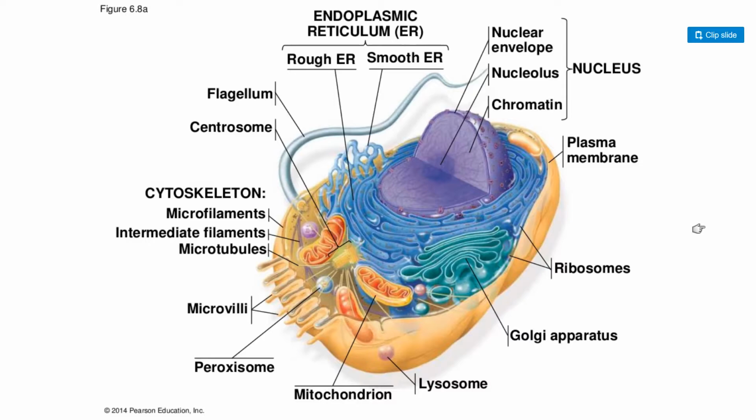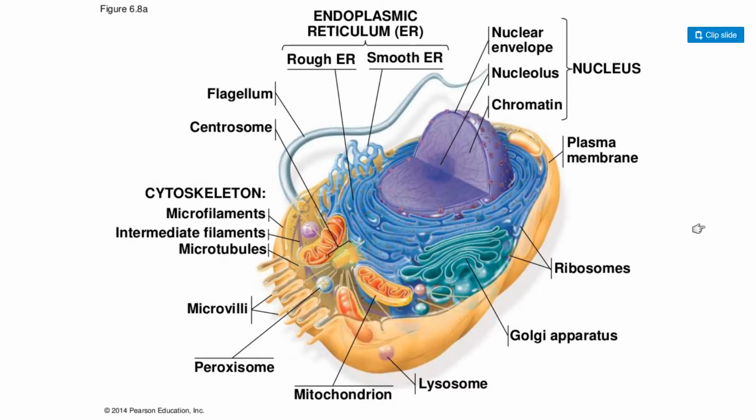Alright, intermediate filaments. Intermediate filaments anchor materials to the plasma membrane. Okay, so intermediate filaments anchor materials to the plasma membrane. And sometimes they anchor two cells together, but we'll get there as well.